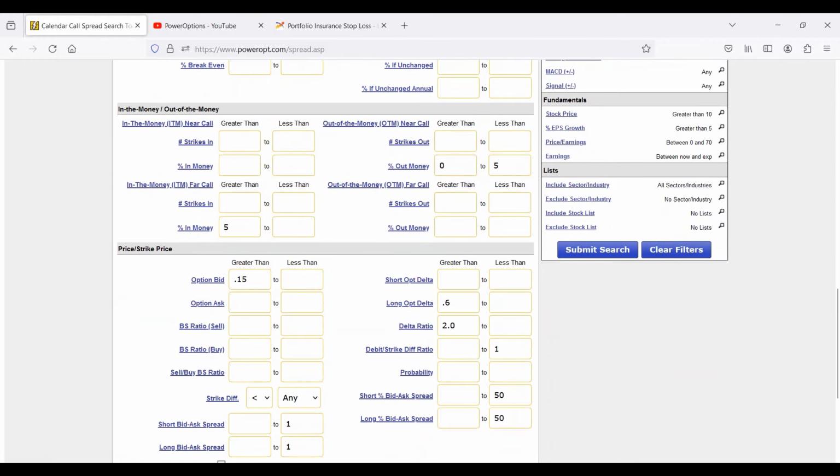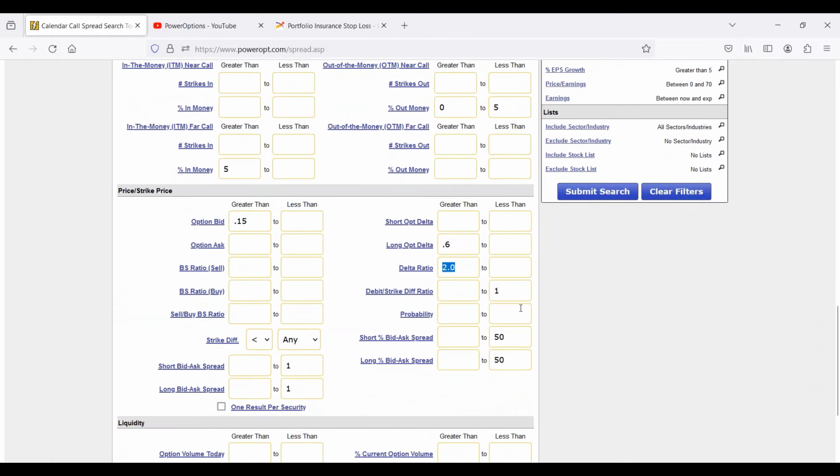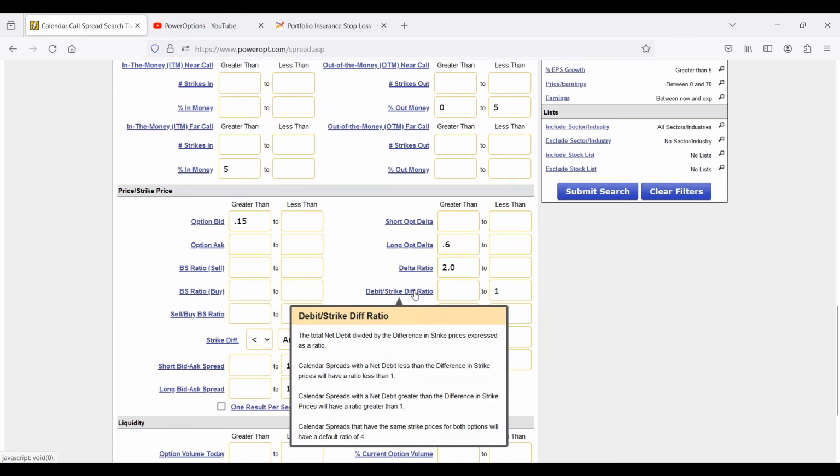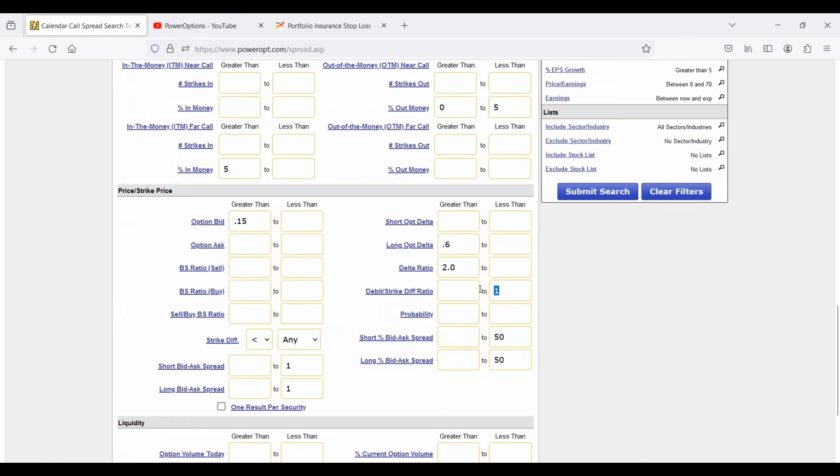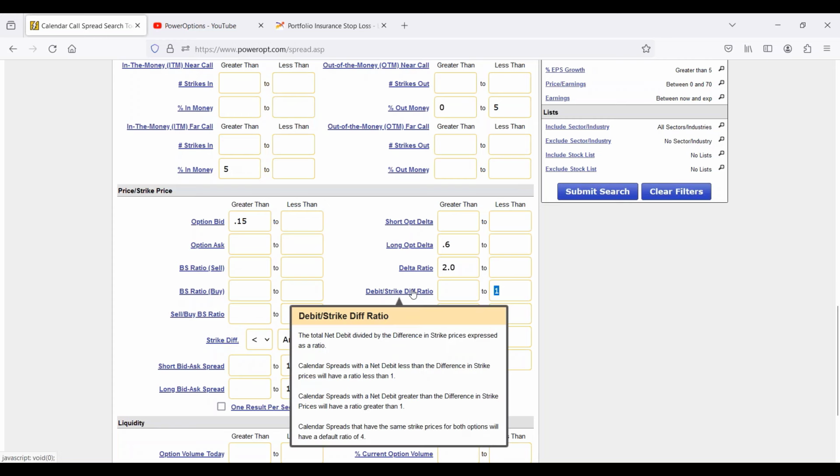And down here for me, one of the important things, in addition to the delta ratio, I feel that's important as well, but it's this debit to strike difference ratio. And that's what the customer had a question about. What exactly is this and what does it mean? Well, as you can see, whenever you hover over a filter on the PowerOptions search tool, you get a little pop-up definition of what this criteria is.